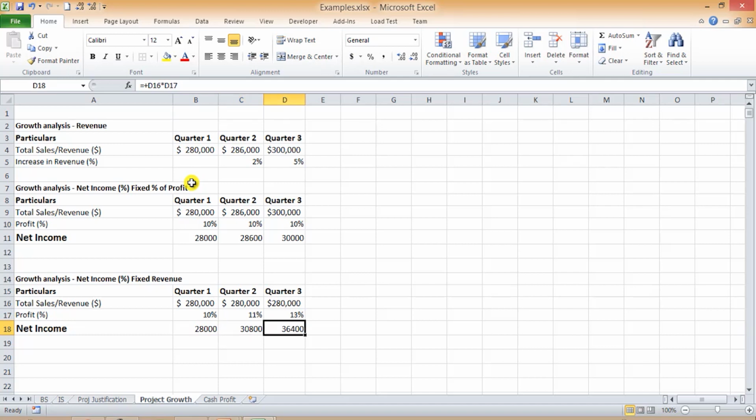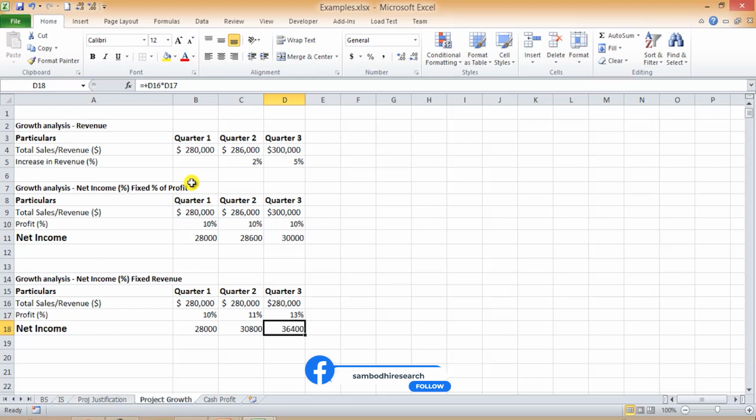This increase was achieved not by increasing revenue, but by only achieving one thing, that is great operational efficiencies: reduction in the cost of manufacturing, the direct cost of the project materials, and so on. And that is what is termed as an increasing profit percentage over here, where your revenue is constant, but your net income rises only because you're achieving operational efficiencies.